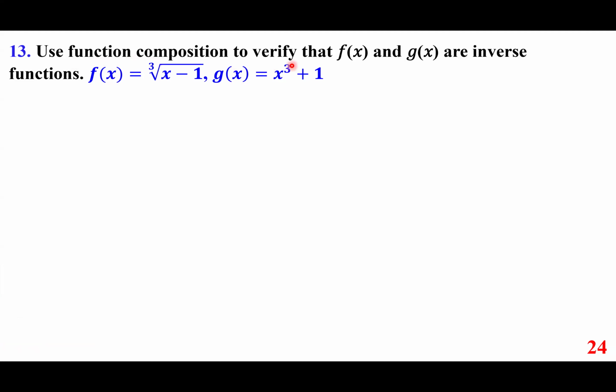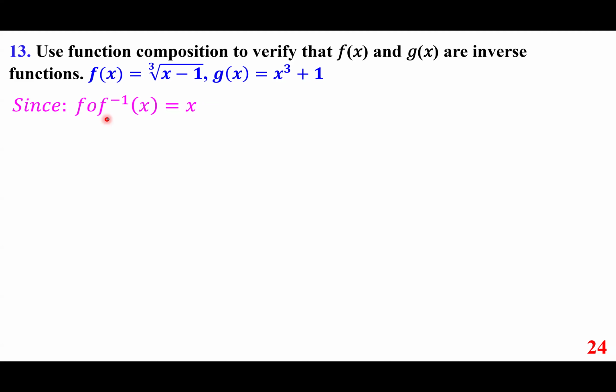Use function composition to verify that f of x and g of x are inverse functions, where f of x is the cube root of x minus 1, and g of x is x cubed plus 1. As you know, two functions are inverse functions if their composite function is x. As long as you show either f of g or g of f is x, that proves it, because this composite function can be done in any order, f of f inverse or f inverse of f.